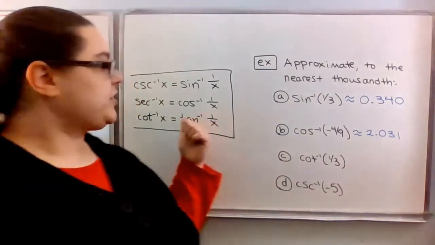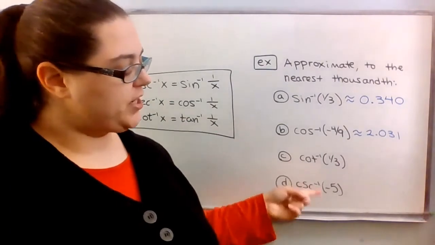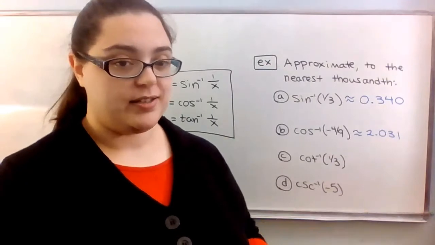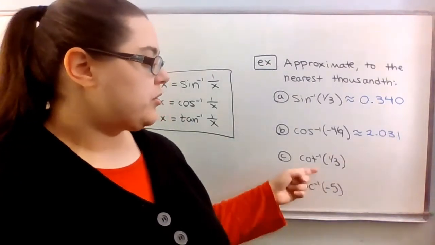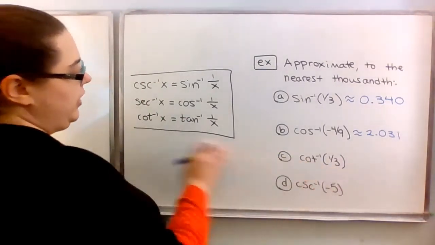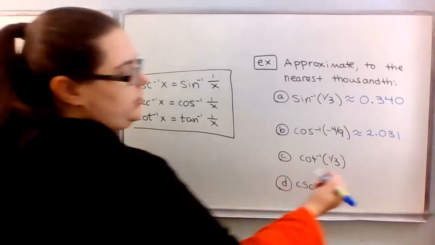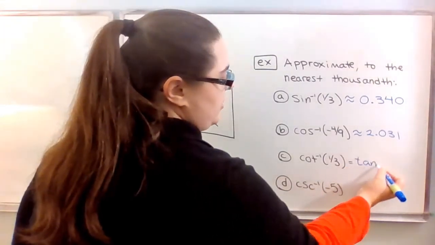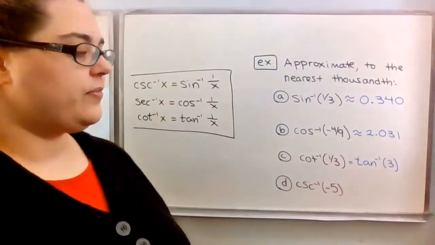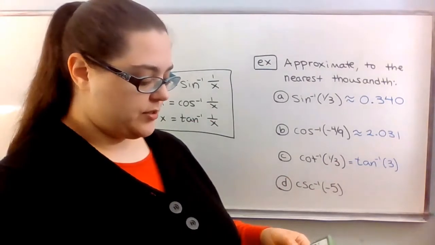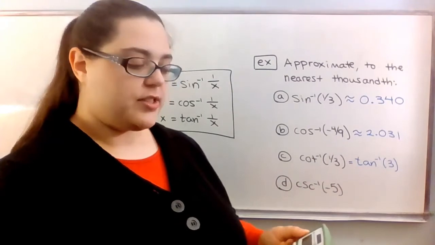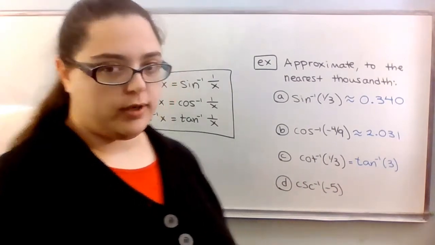For the last two, that's where these properties are going to come into play, because we have cotangent and cosecant, and this calculator is only going to do sine, cosine, and tangent, and their inverses. So to find inverse cotangent, I'm going to need to take the reciprocal of the argument, and then I can write it in terms of inverse tangent. So this is going to be the inverse tangent of 3/1, which is just 3. Now I can go ahead and use my calculator. So inverse tangent of 3. And to the nearest thousandth, this will give me 1.249.